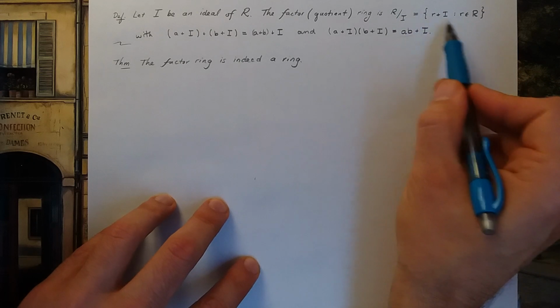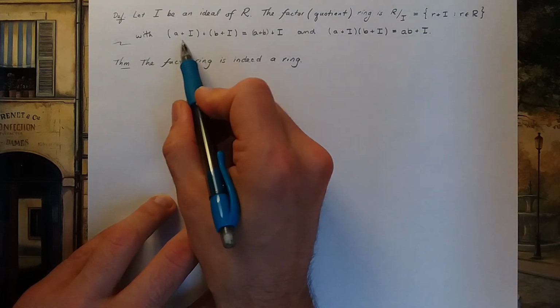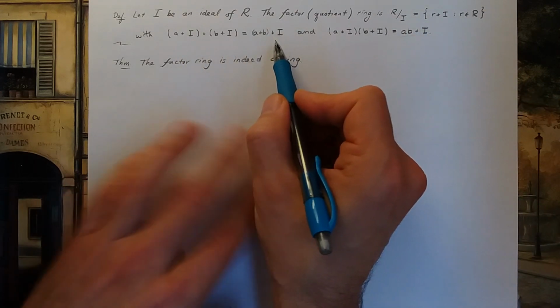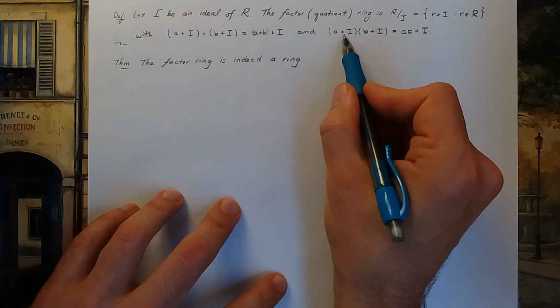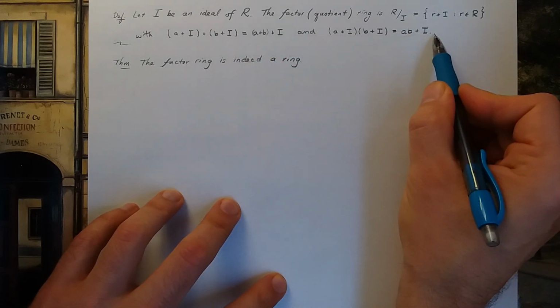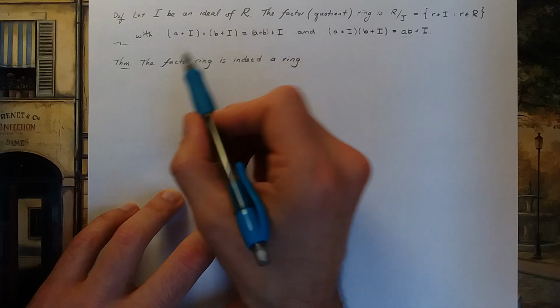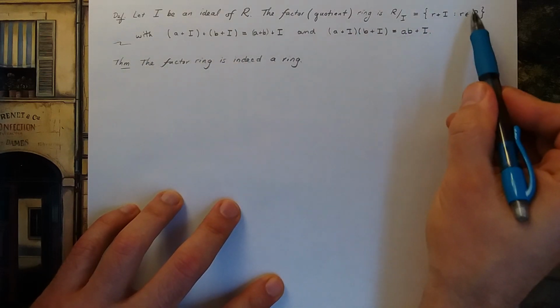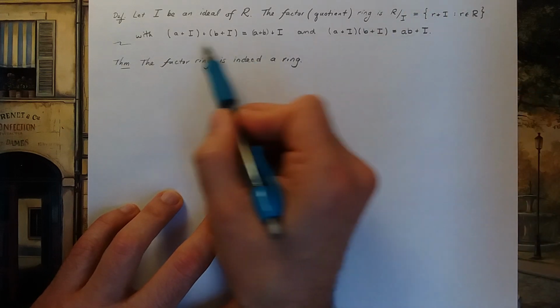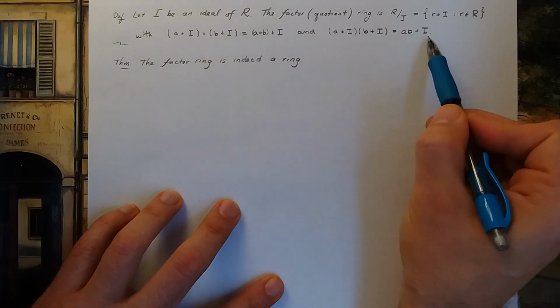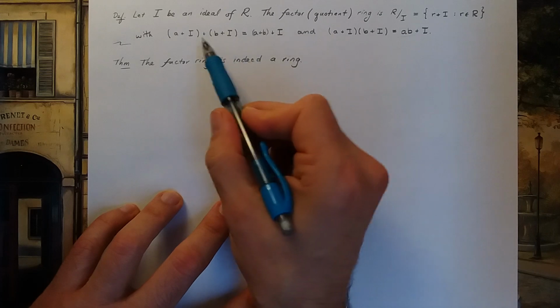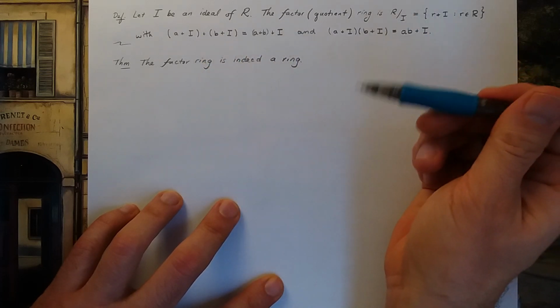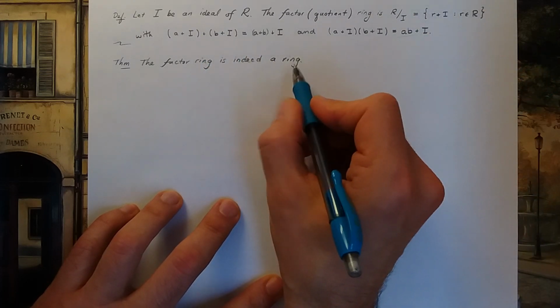And this set can have an addition defined in the way that you might expect, and a multiplication defined this way. So the first theorem I'd like to prove is that the factor ring, the set of cosets, with this addition and this multiplication is indeed a ring. So the addition and the multiplication satisfy the conditions needed to be a ring.